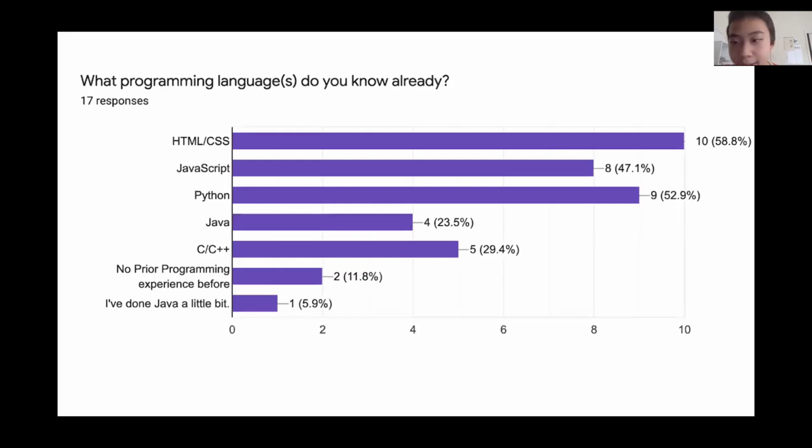You can check. And then 8 of you have JavaScript. That's going to be really helpful, as well as Python, because Python and JavaScript are the two specific languages we're going to focus on. We also have quite a few people who know Java and C++. So we have 5 people who know C and C++. This is going to be pretty interesting, because we'll be able to see the difference between JavaScript and Python, and the difference between JavaScript and Python with Java and C++. And then there are 2 people who said no prior programming experience, and there's 1 person who said they've done Java a little bit.